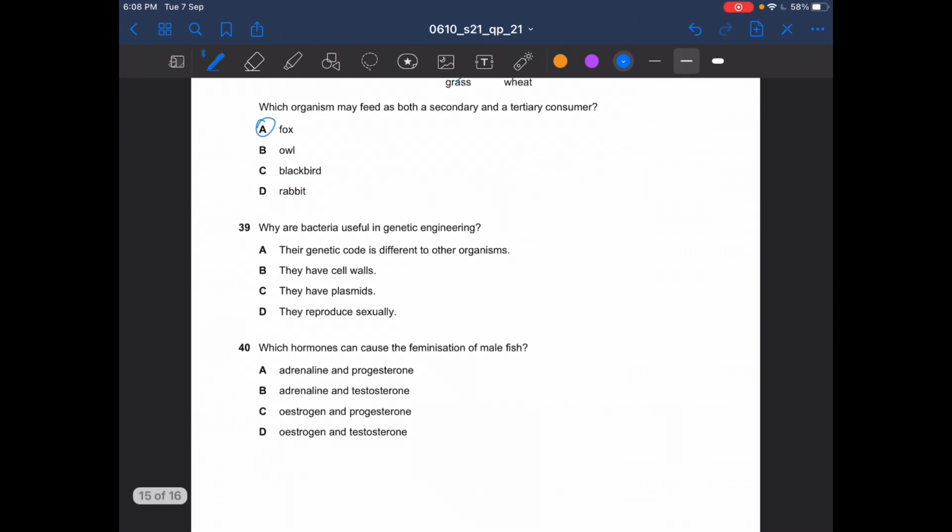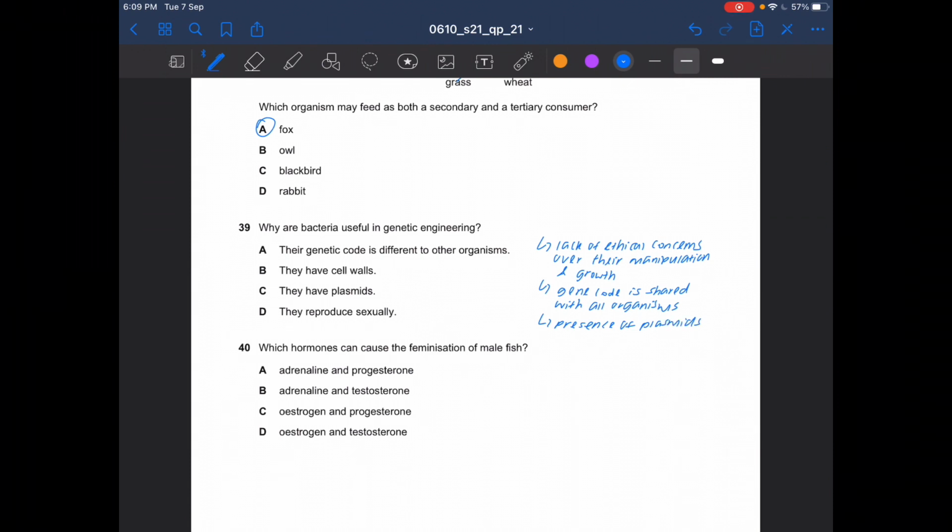Next question, why are bacteria useful in genetic engineering? Bacteria are useful in genetic engineering because of the lack of ethical concerns over their manipulation and growth. And also because the genetic code is shared with all organisms. And also because of the presence of plasmids. So for this question, the answer would be C, they have plasmids.